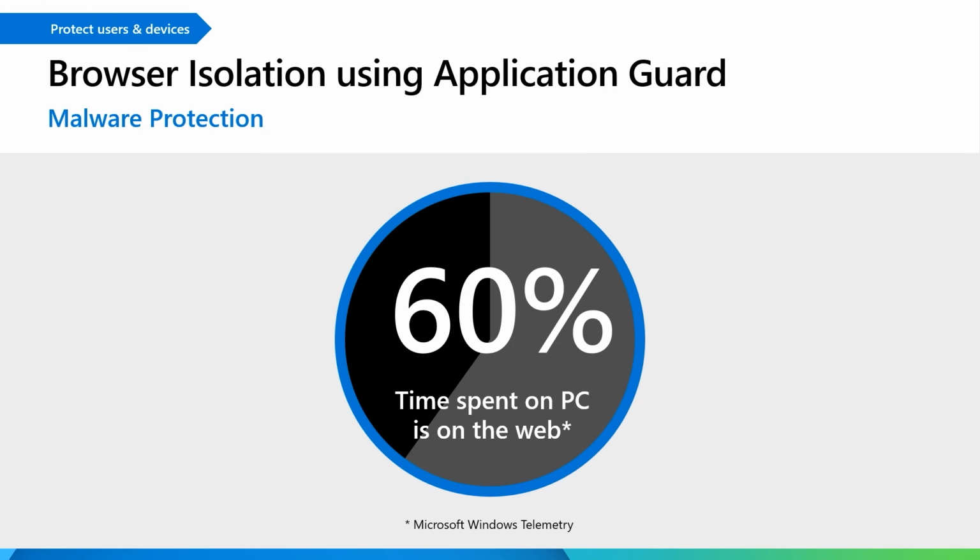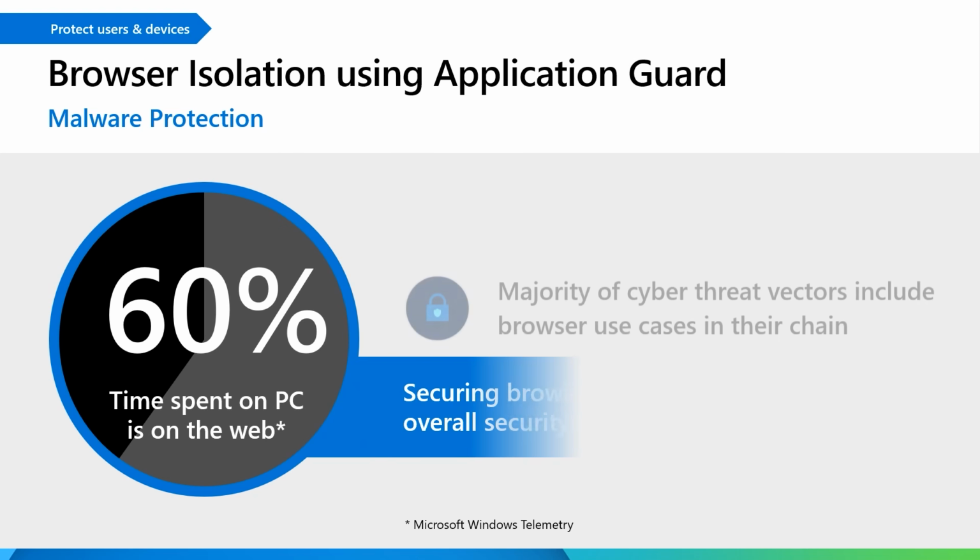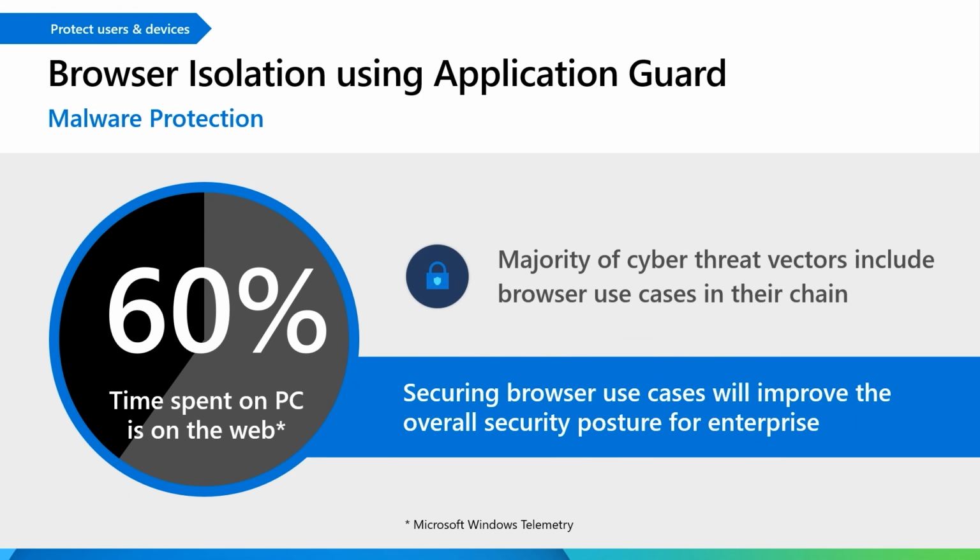All right. Thank you for that, Ernest. Now I'll be talking about another layer of protection that we offer with Microsoft Edge, which is browser isolation using Application Guard. From our Windows telemetry, we've learned that 60% of the time spent on a PC is on the web. And the majority of cyber threat vectors include browser use cases in their chain. This means that protecting web browser scenarios is key for a complete security story for enterprises.